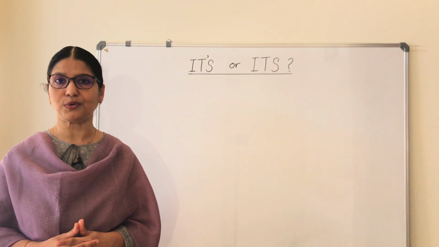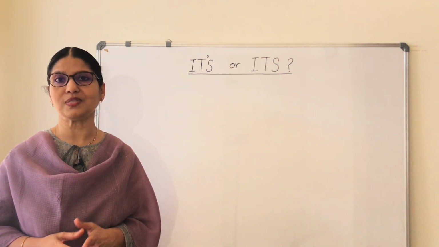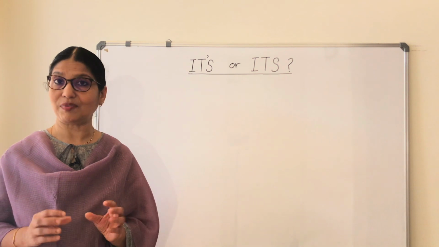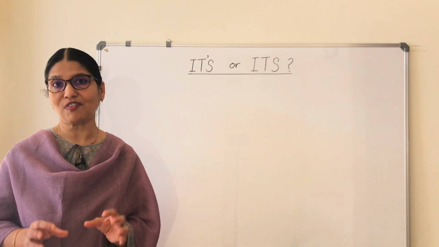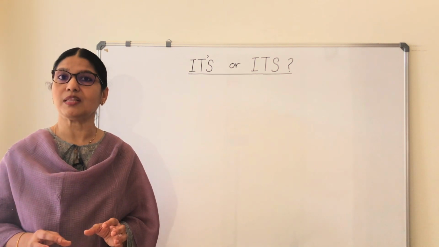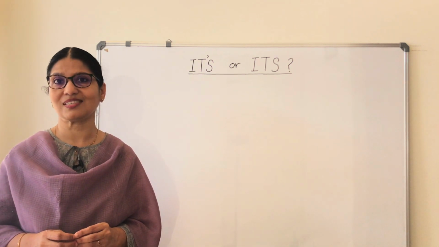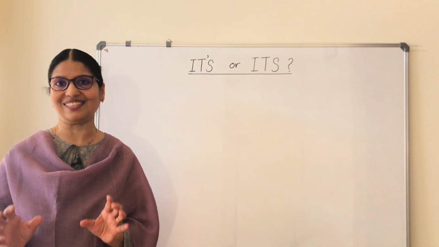In our previous video, we discussed how to use the present simple tense with the verb to be. And we learned the present simple form of be when used with the personal pronoun it. Do you remember what it was? Yes, it is. It is.